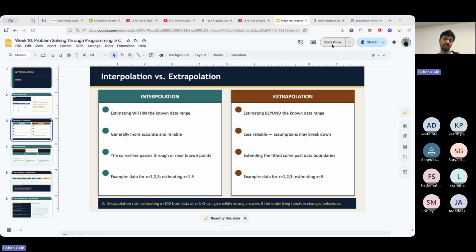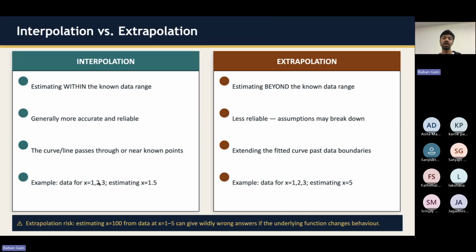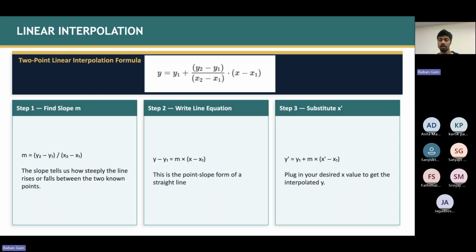If I give an example, for x equal to 1 to 3, if we try to guess any value between 1 to 3, that is interpolation. But if it is outside the range, like 0.5, 0, -1, or 4, 4.5, then it is called extrapolation. Okay, so we will focus mainly on interpolation only, and there are multiple methods for that.